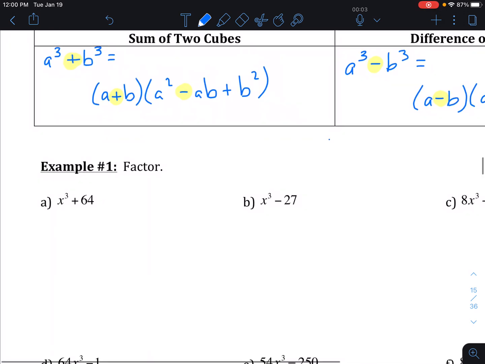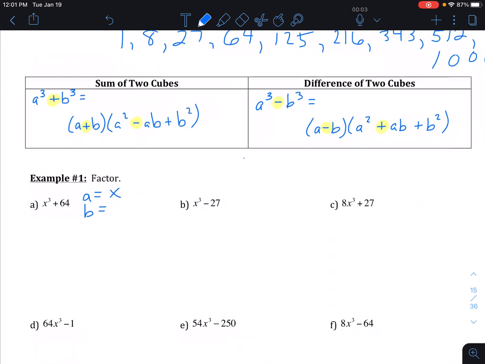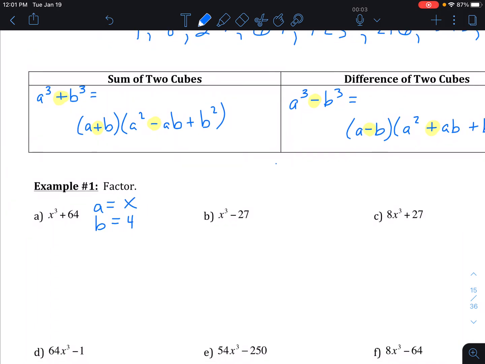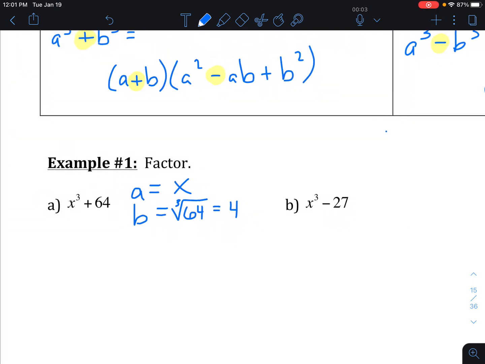All right, so if we take a look at example A, we have x to the third plus 64. So the A for our formula is going to simply be x. And then the B is the cube root of 64, which is 4. So to find the B, that would be the cube root of 64, which is 4. Remember, 4 times 4 times 4, also known as 4 to the third power, is 64.